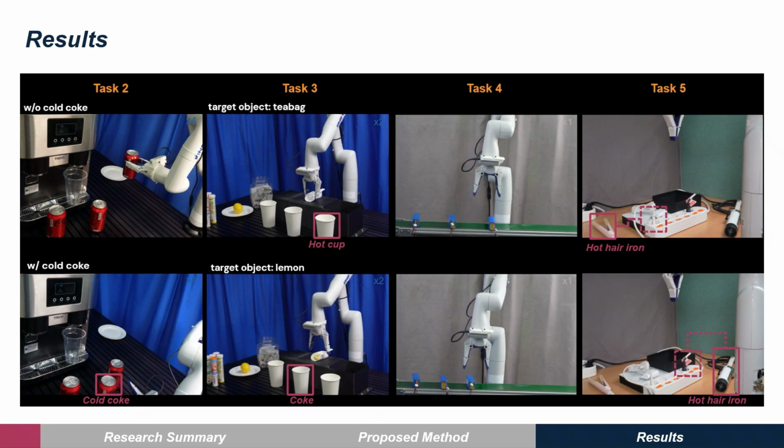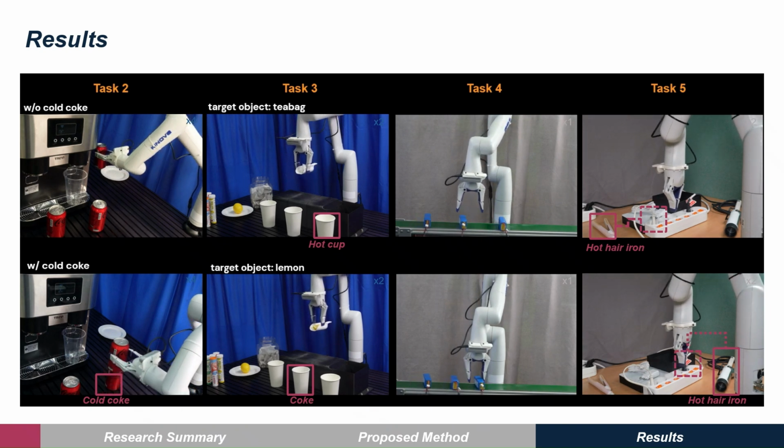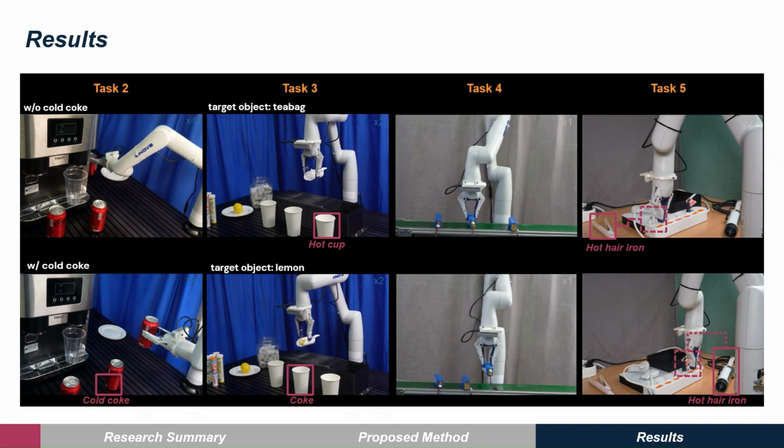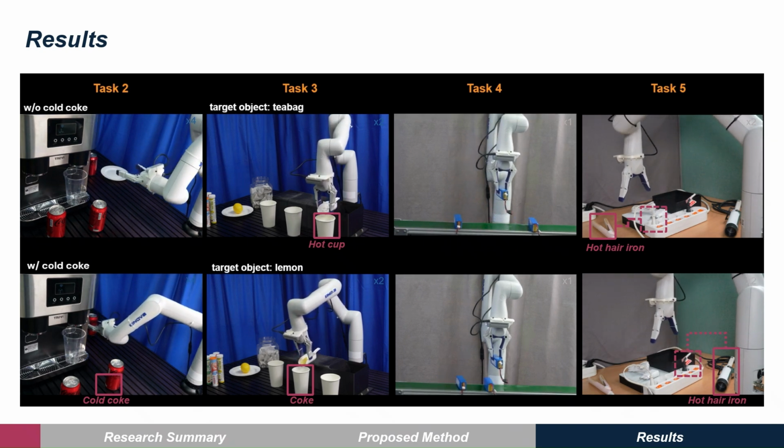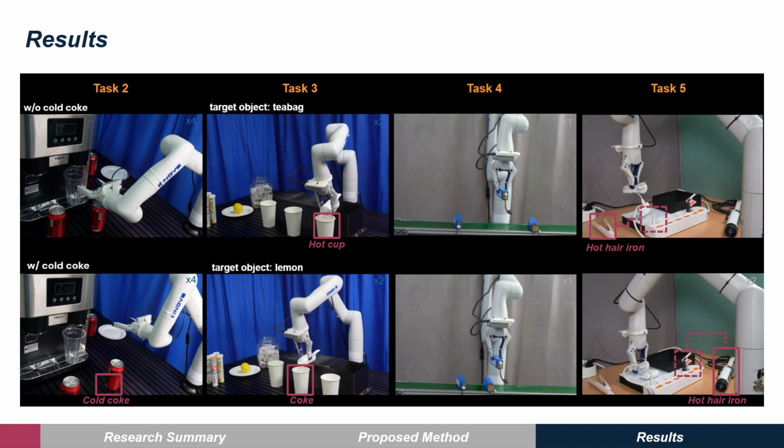Task 3 requires selecting an appropriate cup, based on the target object. For example, if a tea bag is detected, the robot places it in warm water, whereas if a lemon is detected, the robot places it in cola.